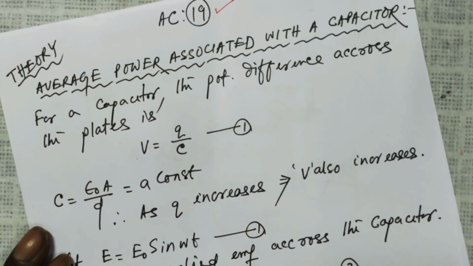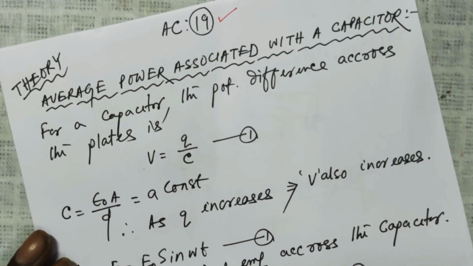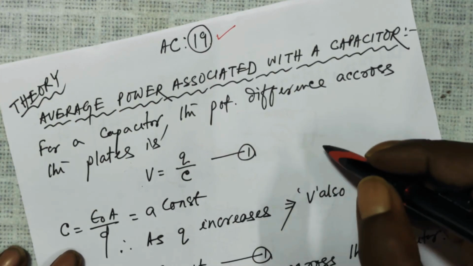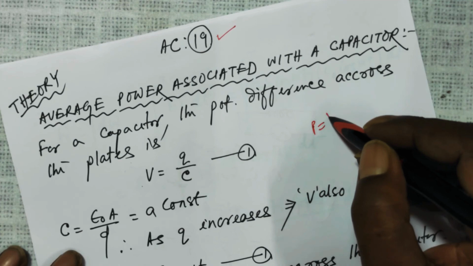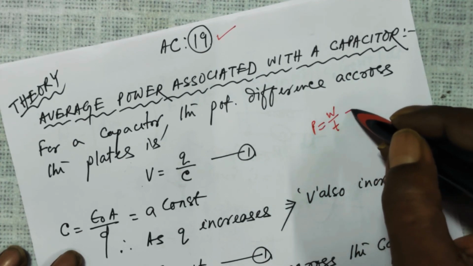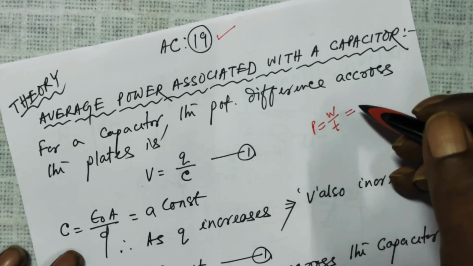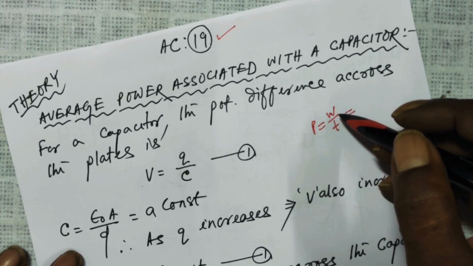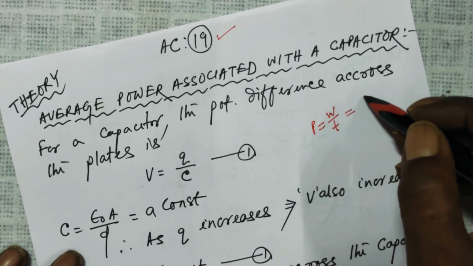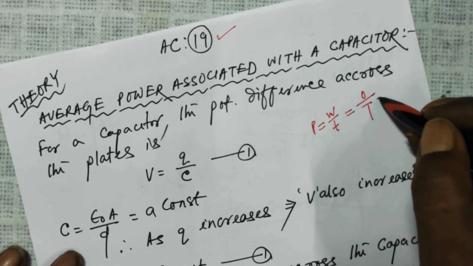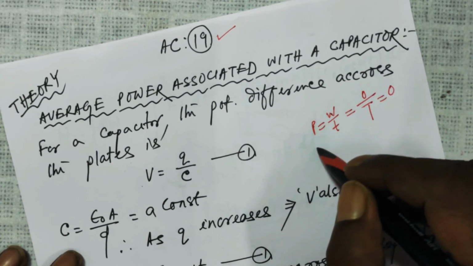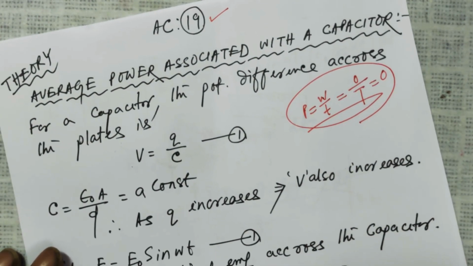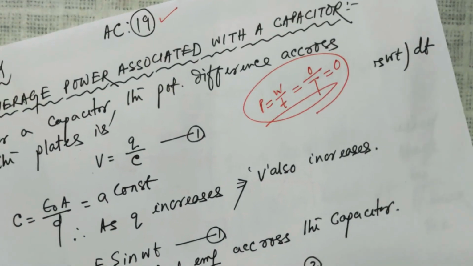Now, what is the average power associated with a capacitor? We know power is equal to work done over time. We will find that the work done by charging a capacitor for a complete cycle is 0, and 0 divided by something will be 0. This is what we are going to derive and explain. So let us begin.